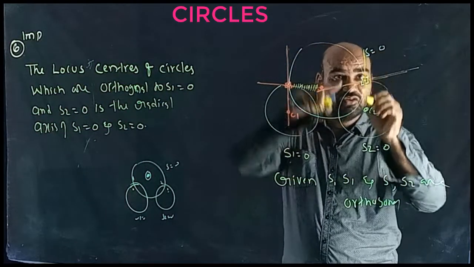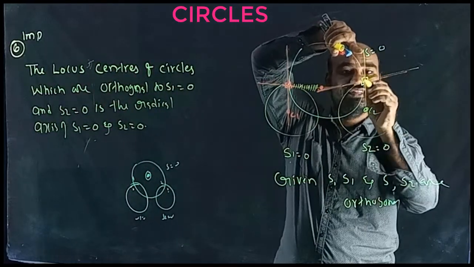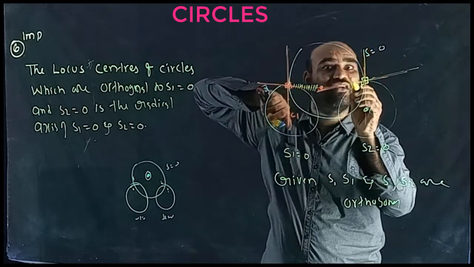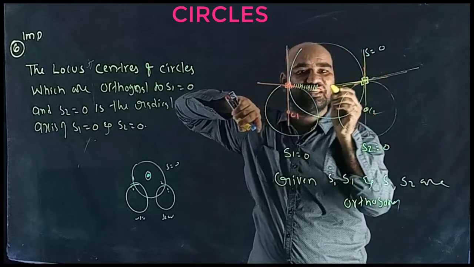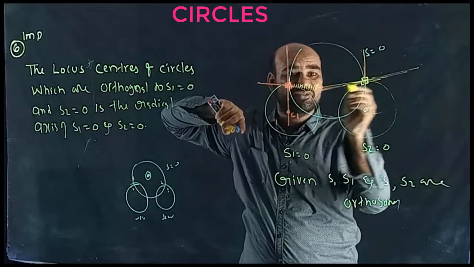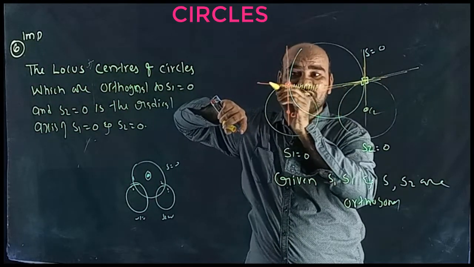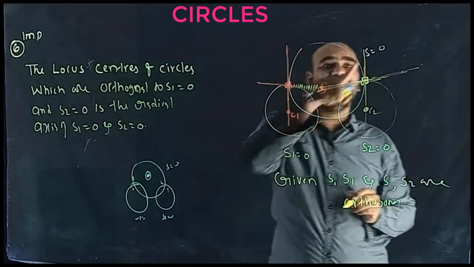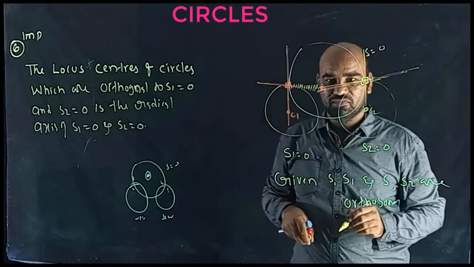Next, this is tangent to S equal to 0. This is a point on the circle S equal to 0. Through that point, a line drawn perpendicular to the tangent will pass through center of the circle. So this line also passes through center of circle. The point of intersection of this tangent and this tangent is nothing but the center of the circle S equal to 0. So what happened now?